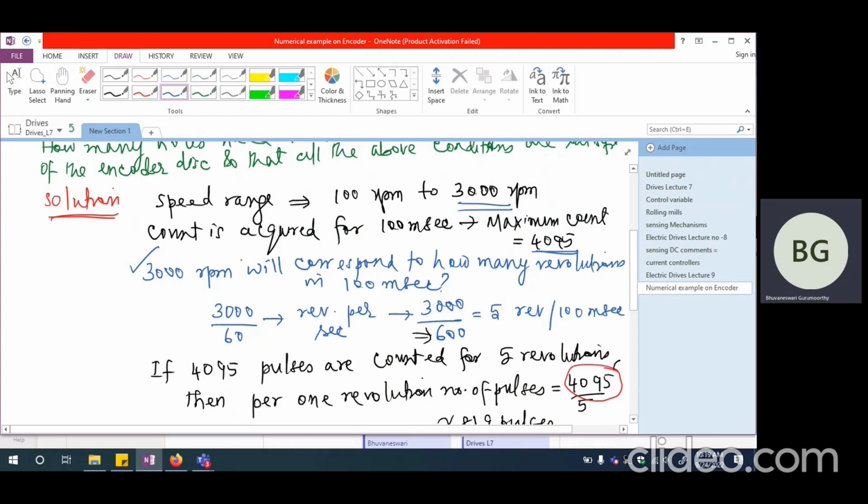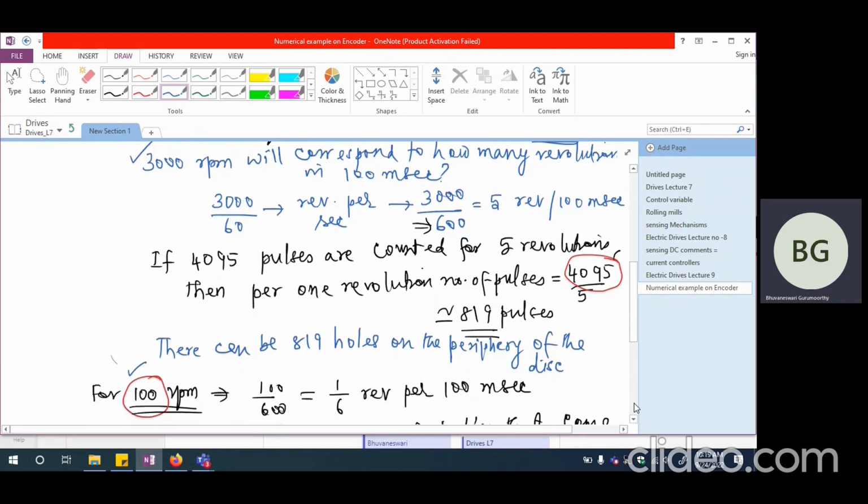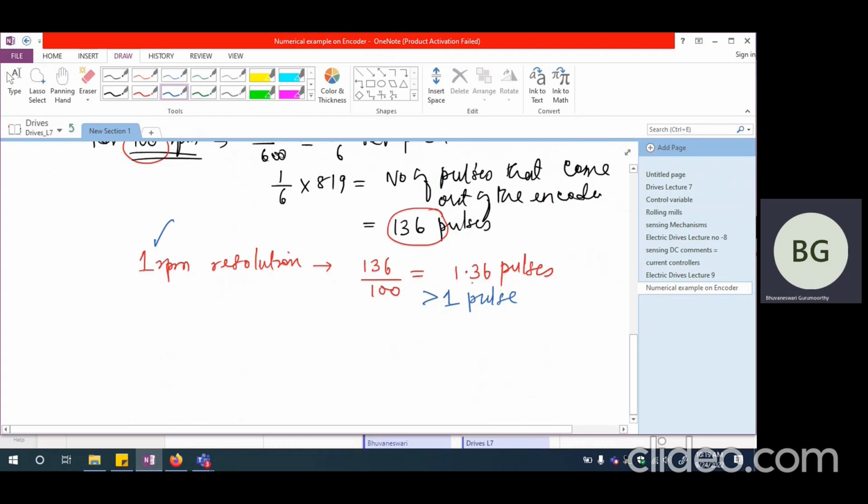In fact, we can have slightly less than 819 holes also, because if we have slightly less than 819 holes also, we will be able to get at least 1 pulse per 1 RPM. It's not a big deal at all. We should be able to do that. So the number of holes what we calculated as 819 would still work. There is no problem, absolutely. Okay, so that's what I was trying to say.